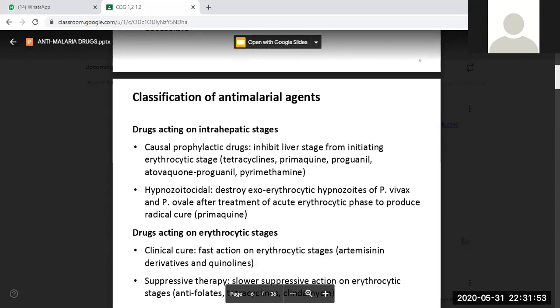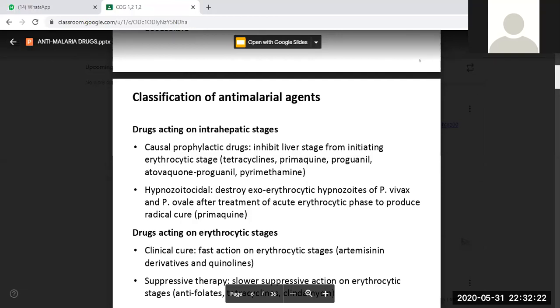Let's look at the classification of the antimalarial agents. We have drugs that will be acting on the intrahepatic stages. The intrahepatic stage is where the sporozoites are infecting the hepatocytes. These ones are going to have an inhibitory effect on the liver stage from initiating the erythrocytic stage.